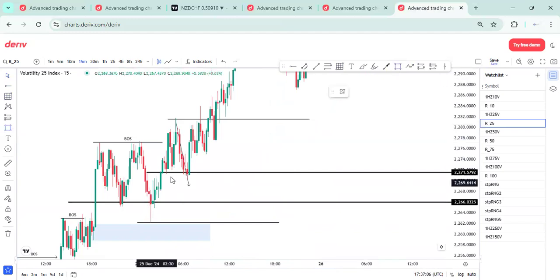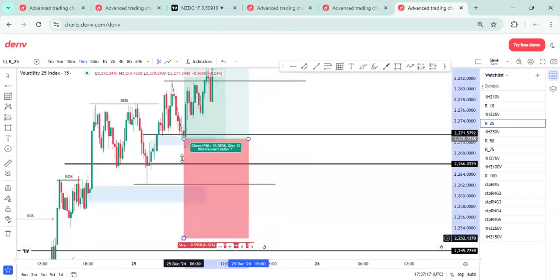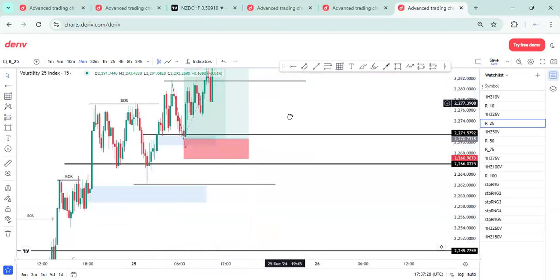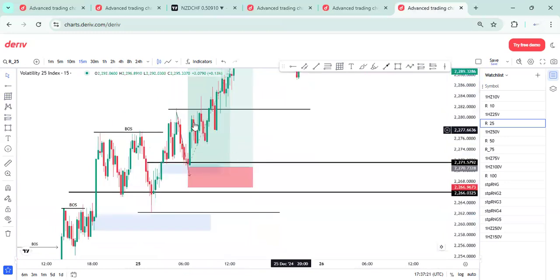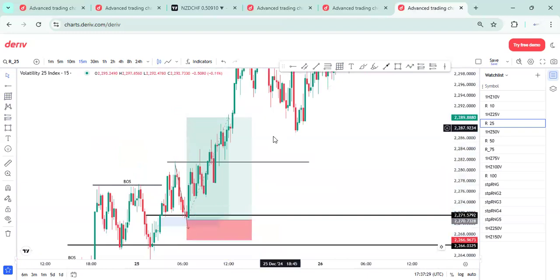And what do we find? We have this nice fair value gap here. And that was your entry. Your stop loss could be somewhere here. And then you go for your target. If it's 1:5 or whatever, 1:3, you had that nice one.